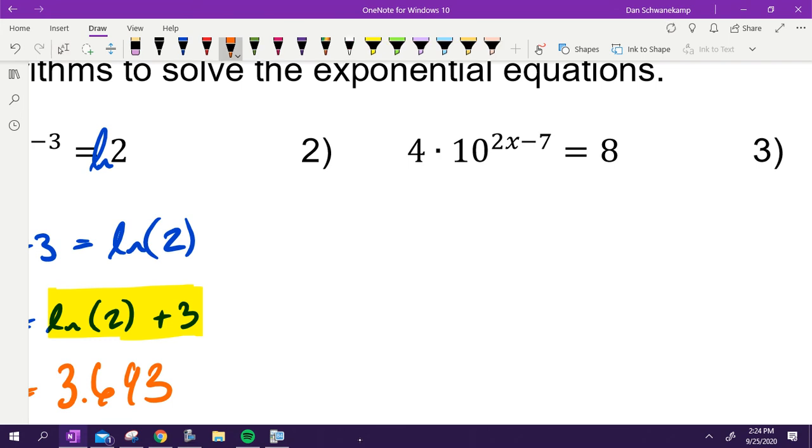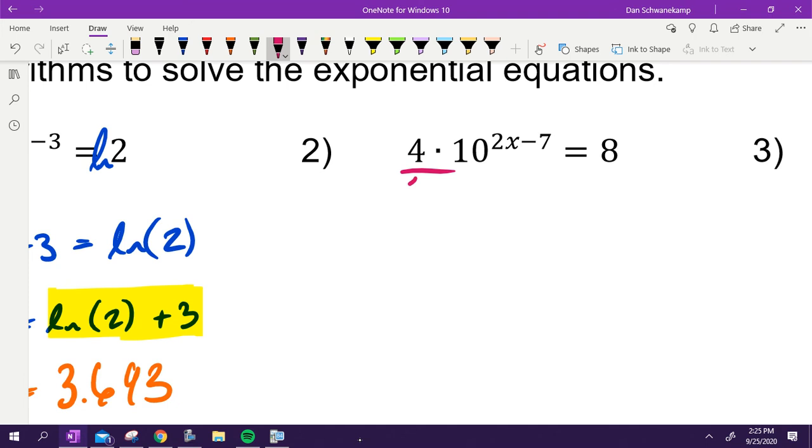Number 2 says 4 times 10 to the 2x minus 7 is all equal to 8. If I wanted to solve this, what should I do first? Divide. Think order of operations. The number 1 mistake students make here is they want to make that 40. You cannot make that 40. That's a completely different problem. Order of operations says we need to do exponents before you multiply. And if you take 4 times 10, all of a sudden you're multiplying before you do exponents. So don't do that.